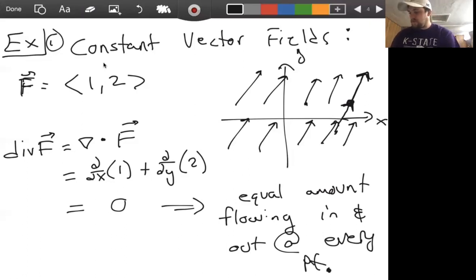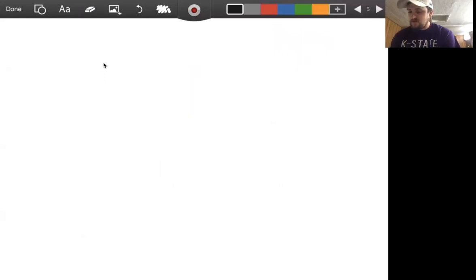Let's see another example of a vector field with 0 divergence. And then we can calculate just an arbitrary one, so we can see how to plug in the divergence at a given point. Okay.